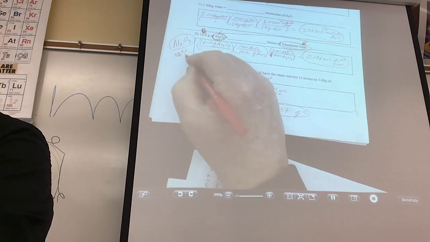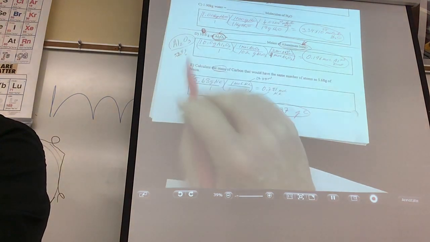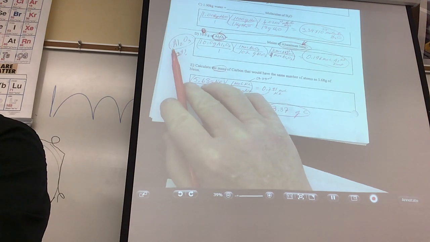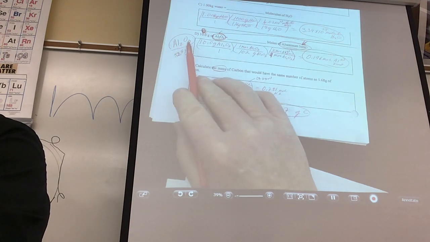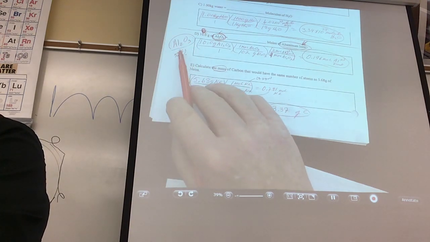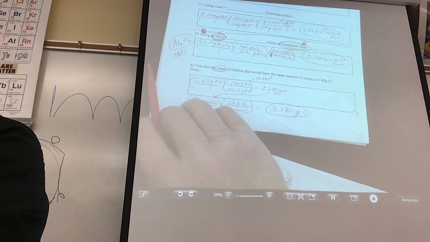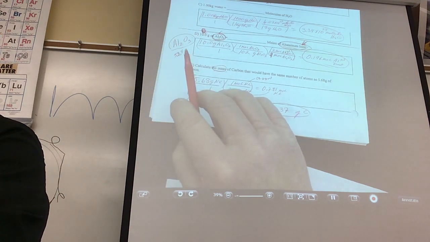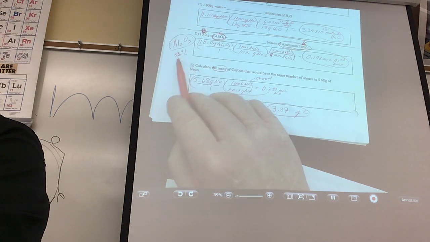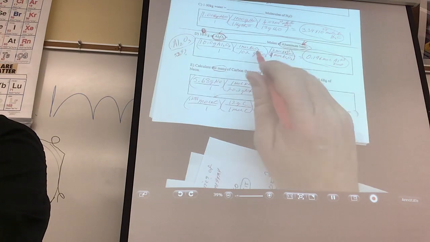So you found out that in the world of percent by mass, 52.9% of the mass was aluminum. Is that right? Is that how you did it? And then also, did you take 52.9% of what? Of the number of moles? Of this number here? Yeah.